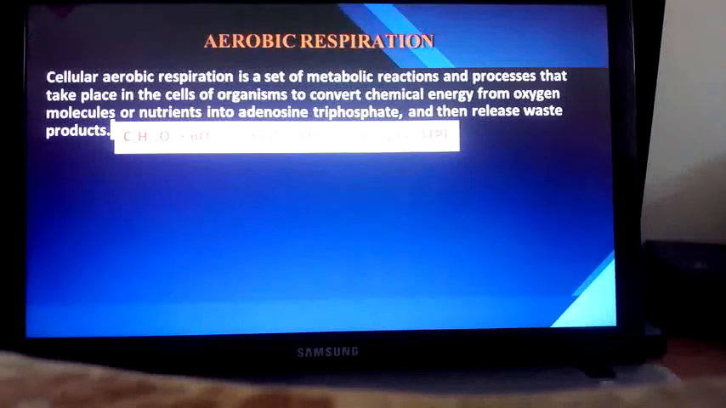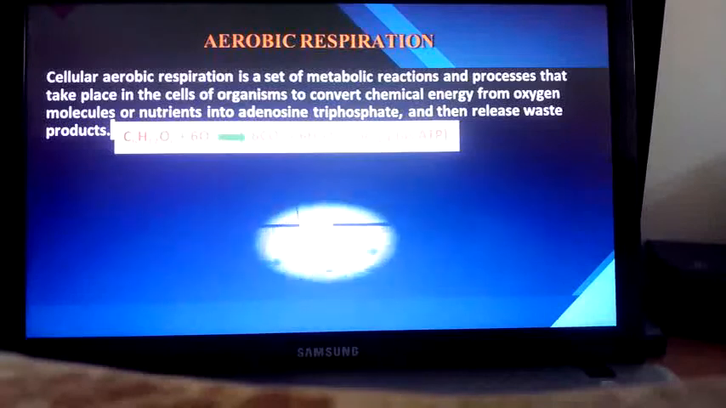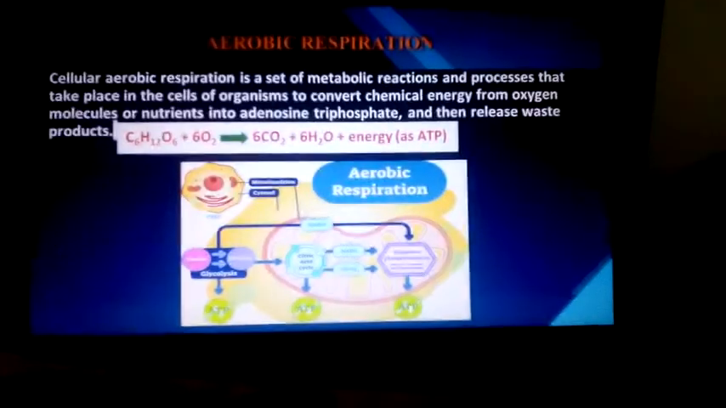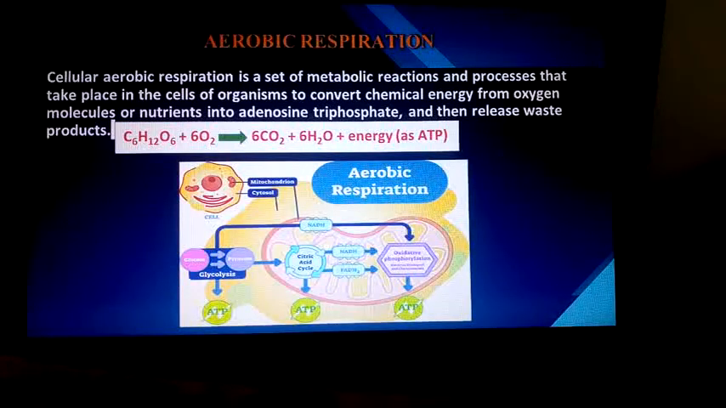Got it? This is the overall reaction: C6H12O6 plus 6O2 gives 6CO2 plus 6H2O plus energy as ATP molecules. You can see the cycle here inside the cell. In aerobic respiration, in the mitochondria, the citric acid cycle takes place and NADH is released. All that you can see in the diagrammatic representation. Got it, children?